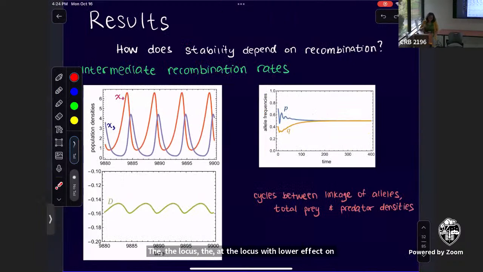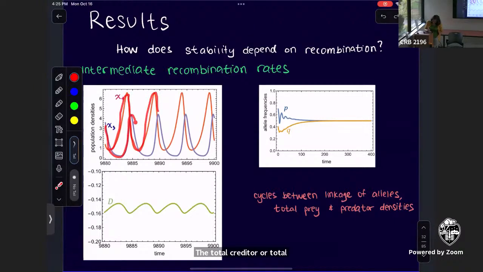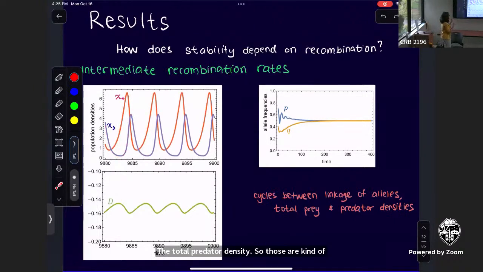So what happens at intermediate recombination rates? Well, you get these interesting cycles here. You get cycles where the allele frequencies stay fixed within the predator species, but you get cycles between the total prey and total predator density. So those are kind of like the classical predator-prey dynamics.